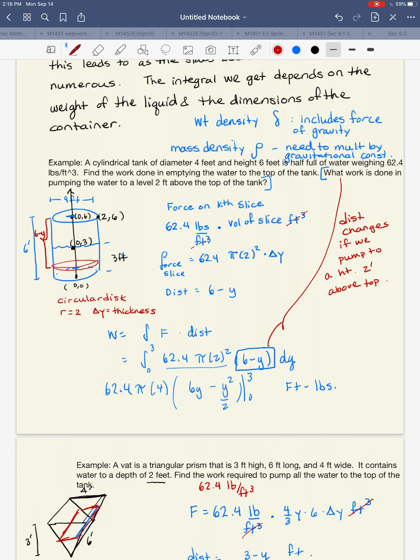Because now I'm pumping it from a height of 6 up to a height of 8. So if I'm going 2 feet above the top of the tank, everything stays the same, but this piece right here becomes 8 minus y. The depth of the liquid stays the same. The volume of the slice stays the same. The only thing that changes is the distance that the slice travels.